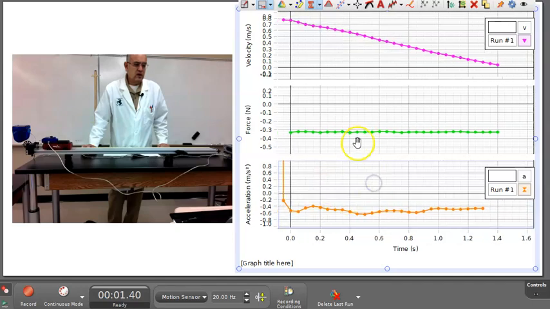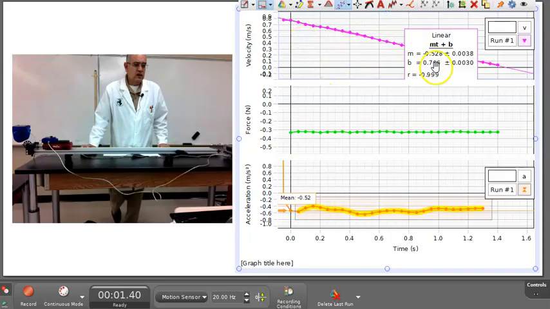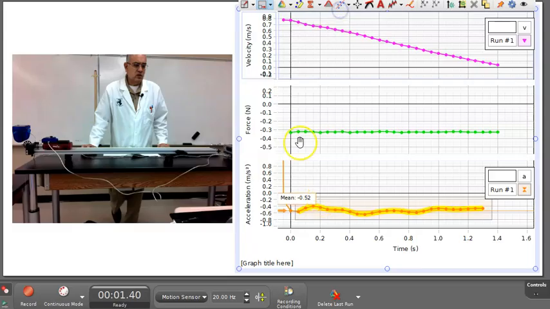wait a minute. Oh, I'm sorry. We got a spurious acceleration here. The acceleration is negative 0.5 meters per second squared, whereas the slope of the line gives us negative 0.53, which is consistent there. So we're in good shape for those pieces of information.